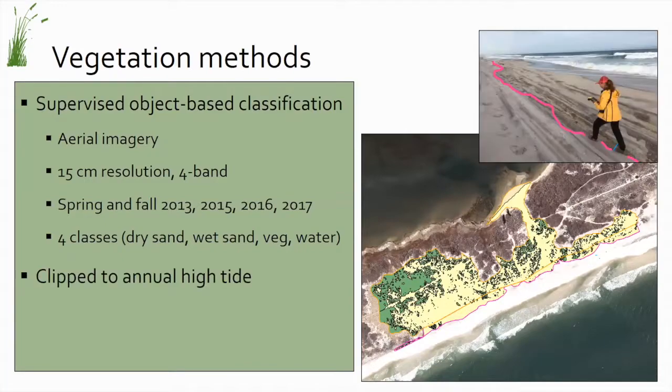And then we also clipped each annual classification to the high tide in order to account for habitat that might be lost due to high tide events. And the interior habitat boundaries here were defined using either field collected data or descriptions provided by the US Army Corps of Engineers.